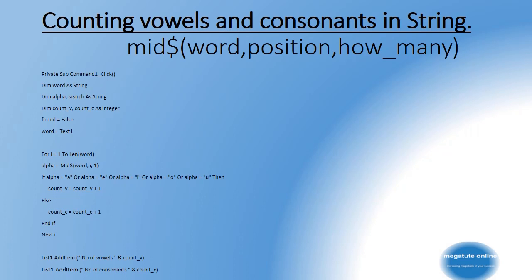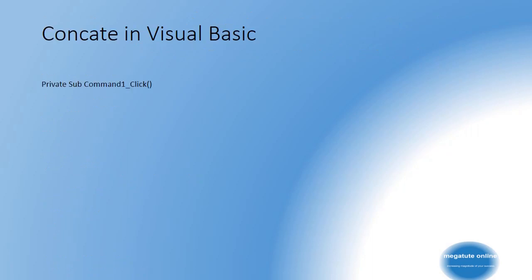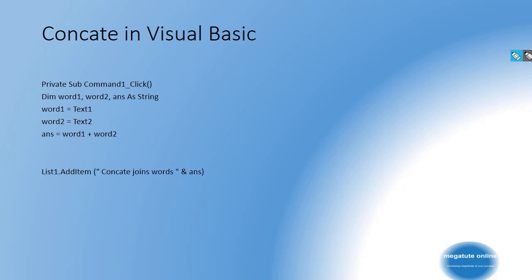Let's see what else we can do in a string or the string function. We have another function called concatenate, which is going to join two words. Suppose we have two variables, word1 and word2, and an answer as string. From the text1 box we have taken a word into word1. From the text2 box we have taken another word, and now we just want to join them, word1 plus word2, and store it in answer.